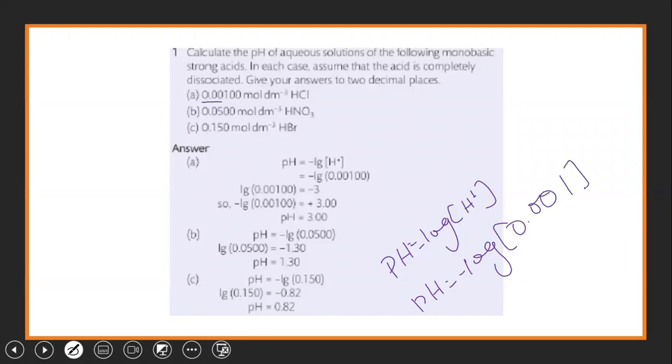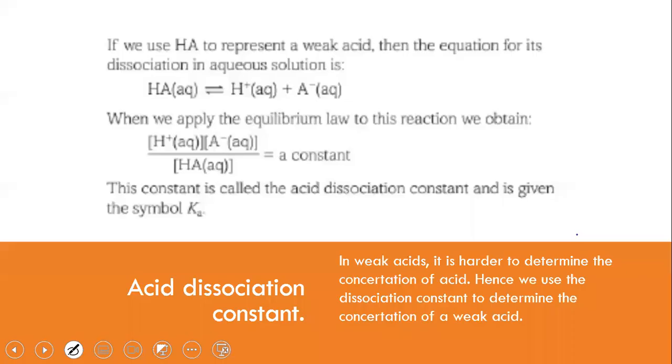So the concentration of the hydrogen ions is going to be the same as the concentration of the acid, because the acid will only give you one hydrogen ion. So you will simply put this in the calculator and you will calculate your pH. Right? So this is how you're going to do your calculations.